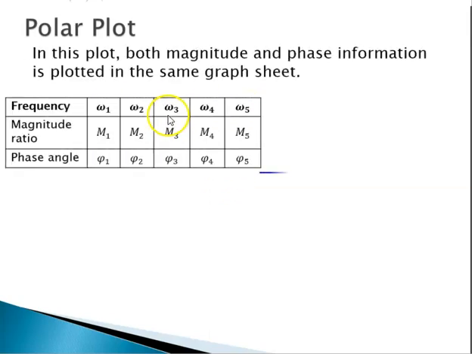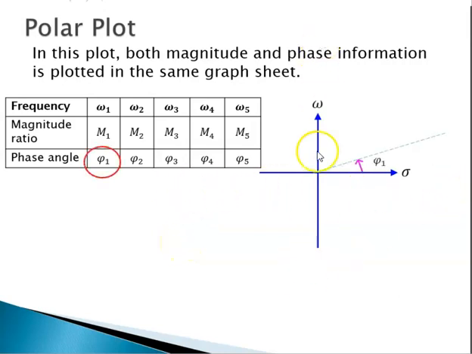The same data, how to represent in polar plot. You set up real and imaginary axis and draw a line with angle phi 1, this angle, and on that line set up a length m1. At the tip of the arrow, identify the point. Once you do that, you have represented the omega 1, m1, phi 1 set.